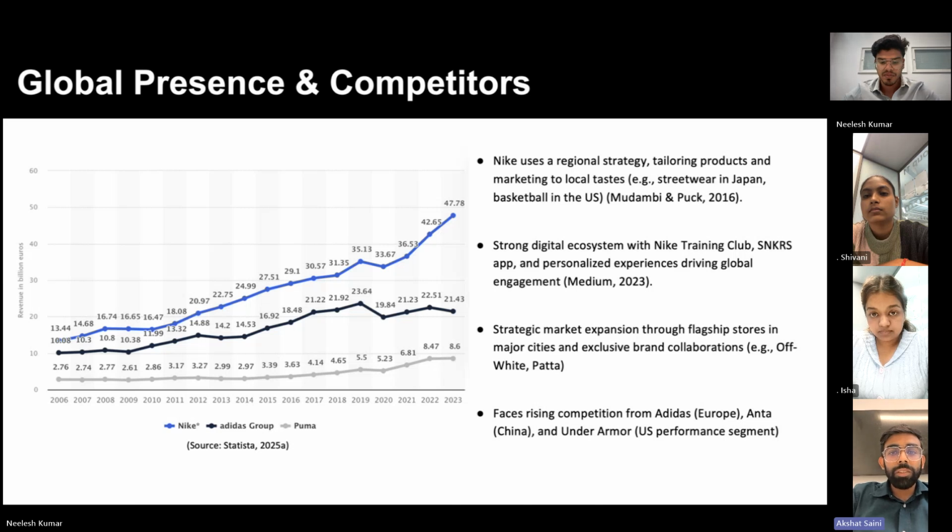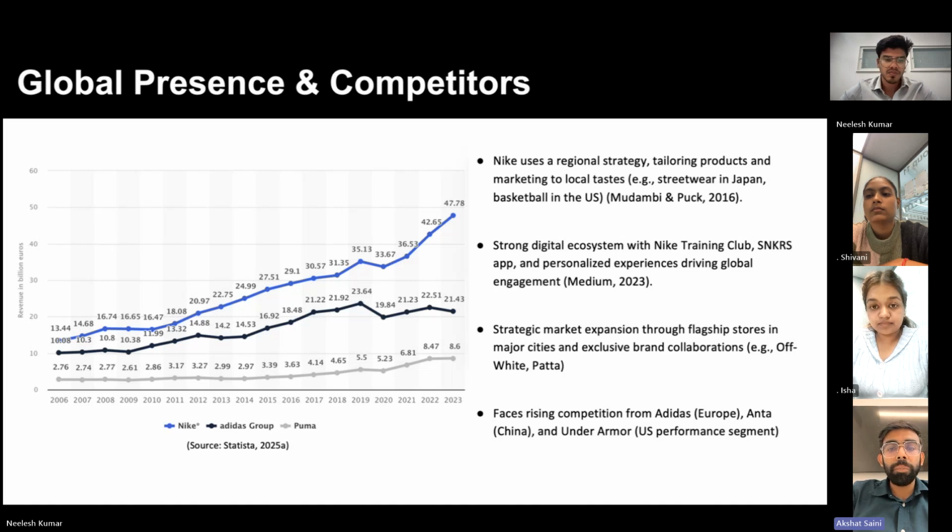Nike's global success is not just about selling the same product everywhere. It's about local relevance, and the company follows a regional strategy, adapting products and marketing to fit local cultures, like streetwear in Japan or basketball-driven campaigns in the US. What truly sets Nike apart today is its digital ecosystem, and apps like Nike Training Club and SNKRS are not just about shopping, they deliver personalized experiences that boost customer engagement across markets. And Nike has also expanded strategically through flagship stores in key cities and collaborations with brands like Off-White and PETA, helping the brand stay culturally relevant and premium.